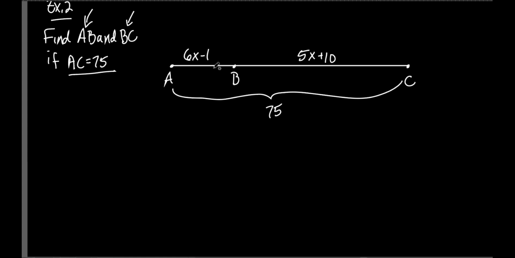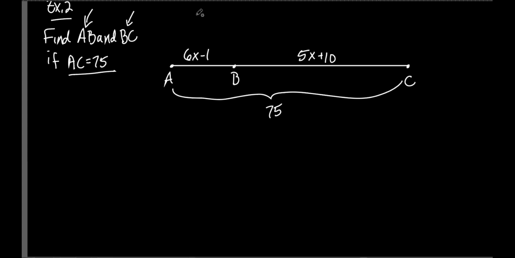So what are AB and BC doing to make 75? This little bit right here and the bigger bit right here, BC, what are those two doing to each other in order to get to be 75? They add up together. That's exactly right. Okay, they add. You see that?